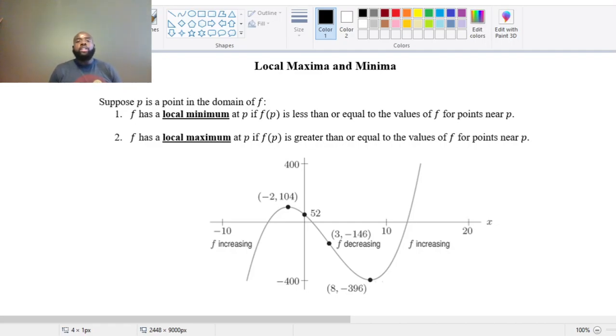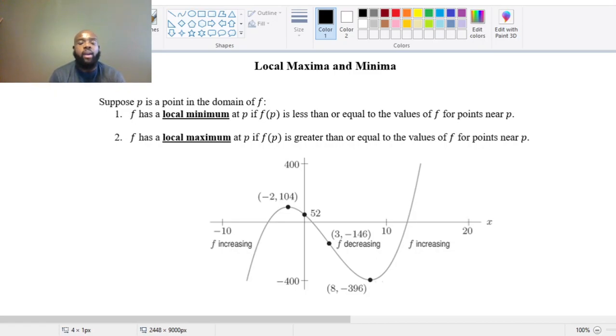In this video, we're going to talk about what we call local maxima and minima. So what we've been doing throughout the course so far is getting acquainted with what the derivative is, some interpretations of that derivative, as well as learning how to take the derivative of different functions, right, using our differentiation rules.